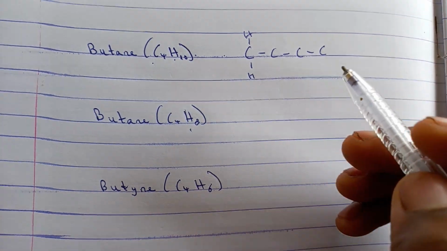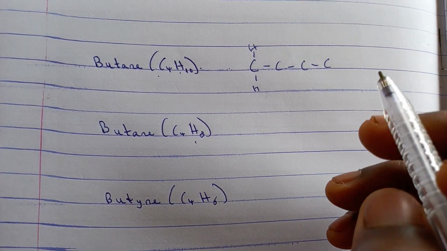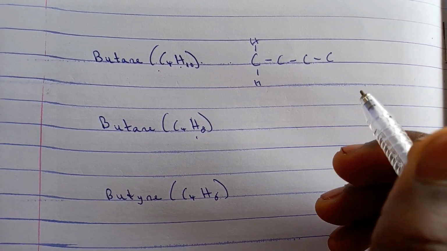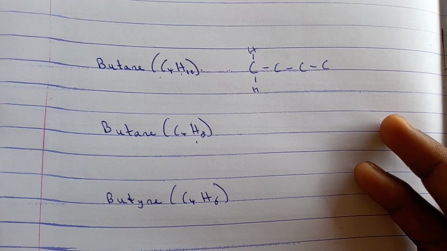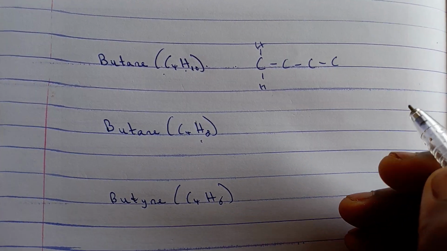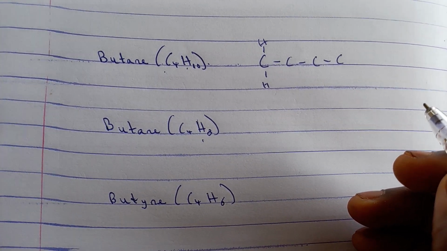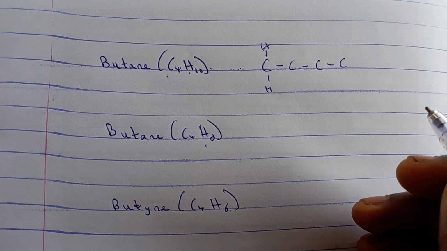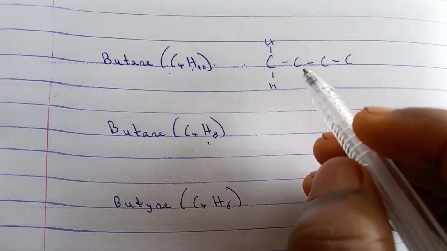One thing you should note whenever you are drawing an organic compound is that carbon will always take 4 bonds. Nothing less than 4 bonds, nothing more than 4 bonds. Whenever you draw your structure and you see that carbon is taking 3 bonds instead of 4 bonds, you are wrong. Whenever carbon is taking 5 bonds instead of 4 bonds, you are wrong. Carbon must always take 4 bonds.